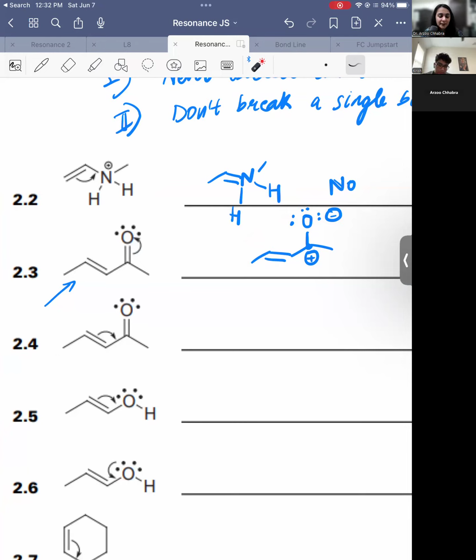Is that a possible structure? No, the carbon already has 4 bonds. That's right. Because when we do that, we're moving it to that carbon, so it'll look like this. And now this carbon is forming 5 bonds. 1, 2, 3, 4, 5. So that's not possible. What about the next one?